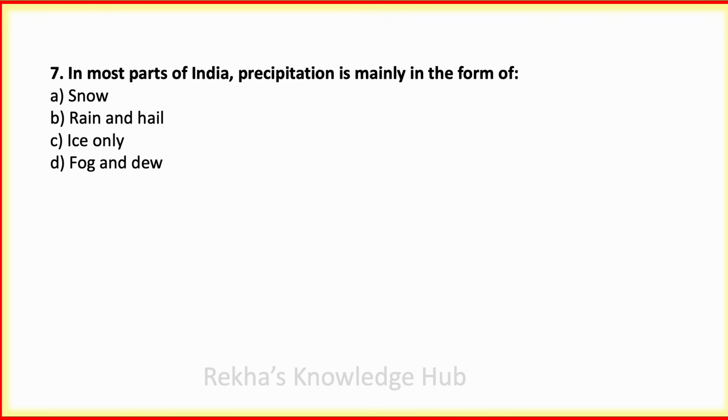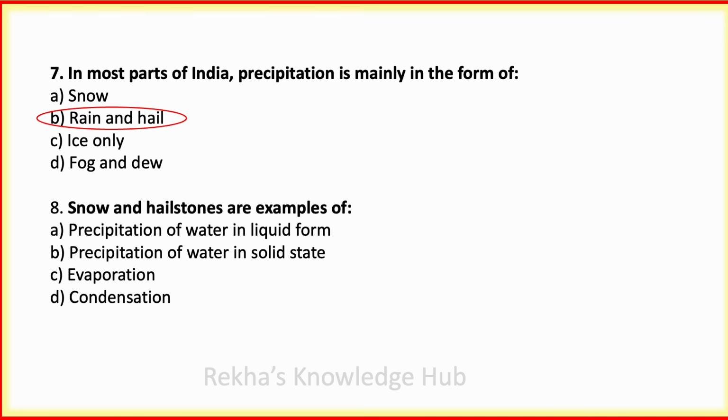In most parts of India, precipitation is mainly in the form of, options: snow, rain and hail, ice only, fog and dew. In most parts of India, precipitation is mainly in the form of rain and hail. What do you mean by hail? Hail means small balls of ice that fall from the sky during a storm. That is hail.